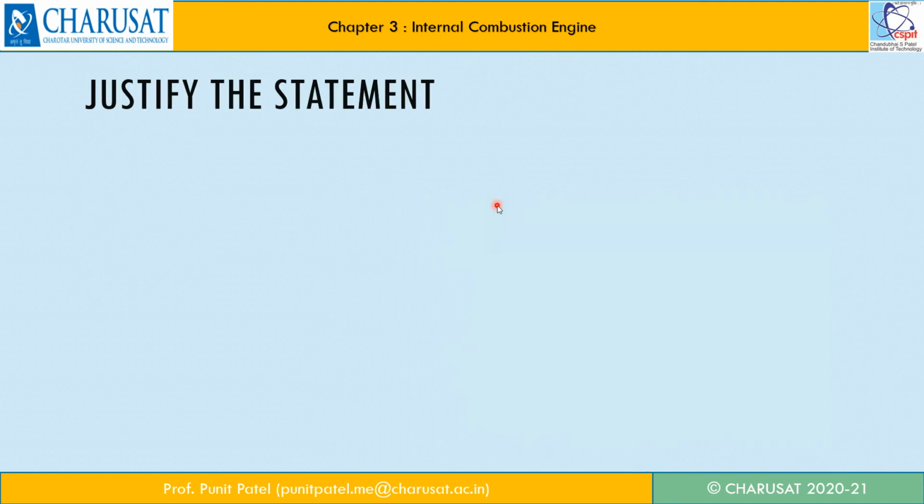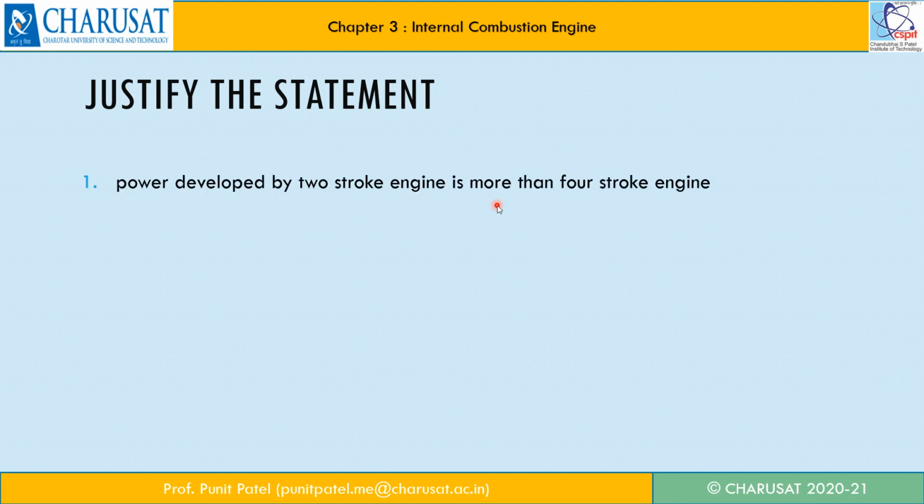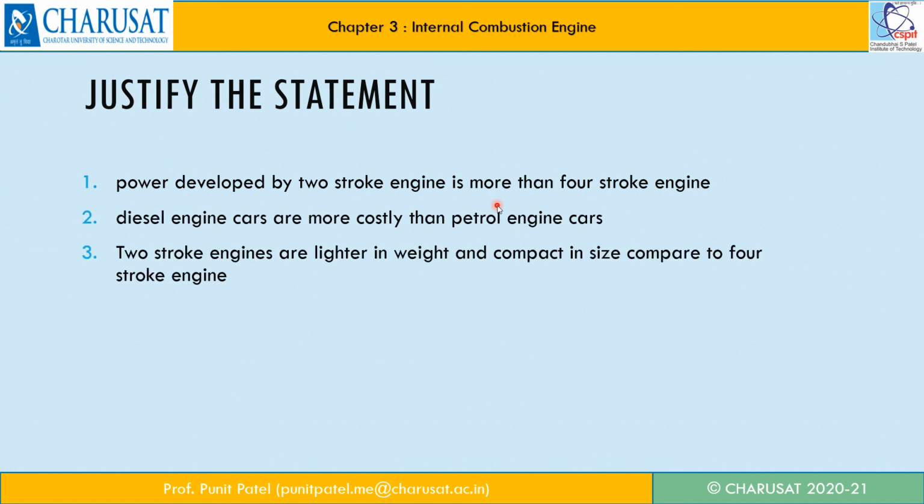So this is all about the second half of this third chapter. Now here I would like to give you some statements which you need to justify. Power developed by a two-stroke engine is more than the four-stroke engine. Why? The diesel engine cars are more costly than the petrol engine cars. And third is, two-stroke engines are lighter in weight and compact in size compared to the four-stroke engine.